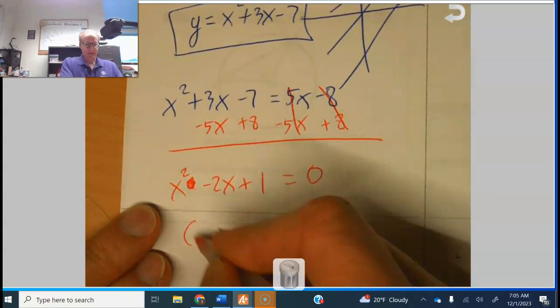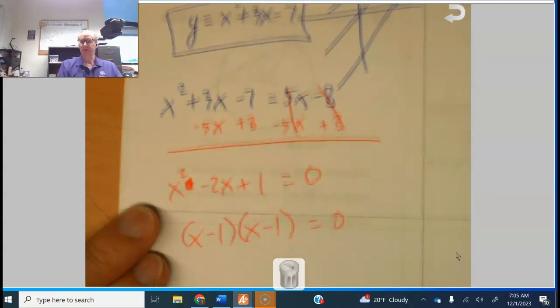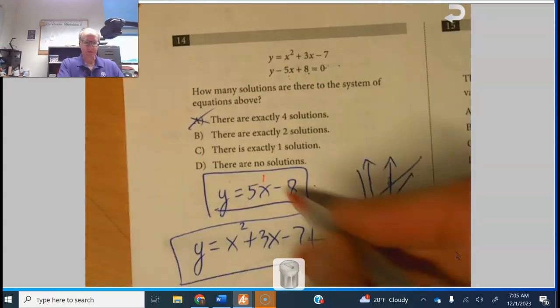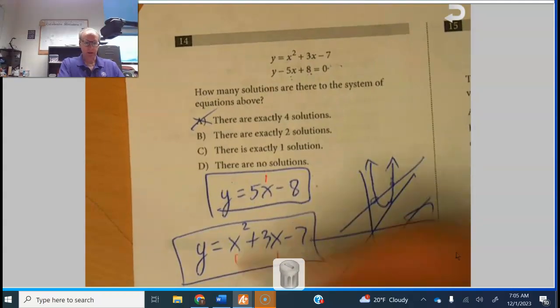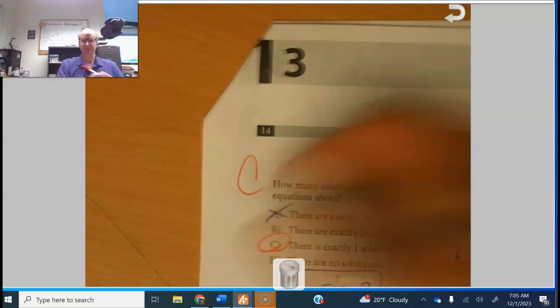Man, that sure looks like a perfect square trinomial there. That's only one solution, x equals 1. And I can see that it makes it true because that's negative 3, and that one is negative 3. There is exactly one solution, which is C.